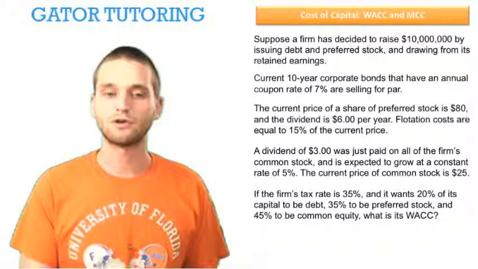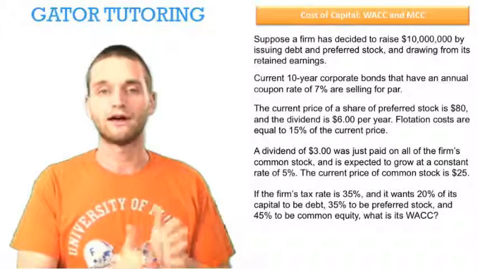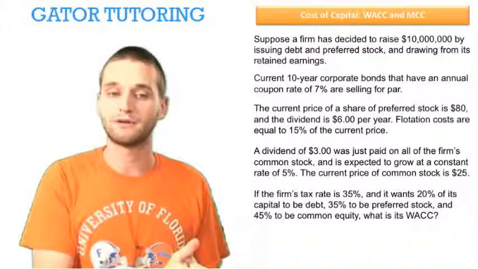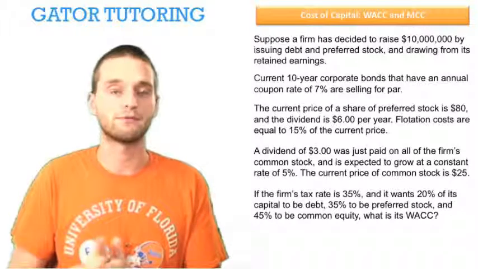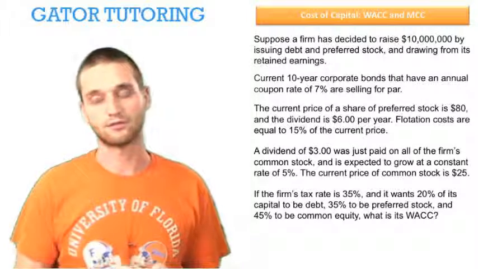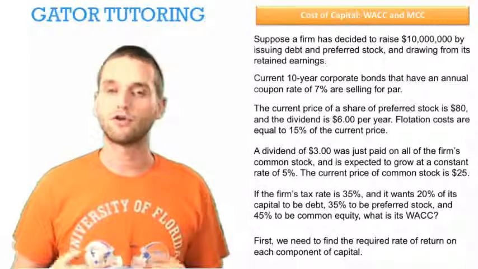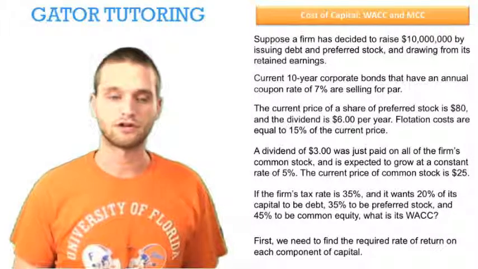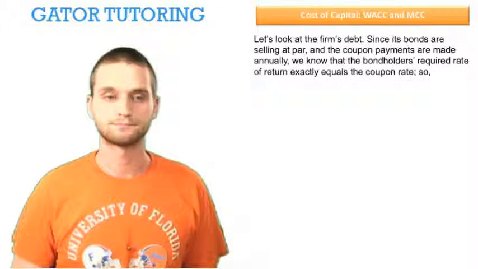Just so you know, this way of divvying up how we're going to raise capital from different means, so we want 20% to be debt, 35% to be preferred stock, and 45% to be common equity, is called our capital structure. It's what percentage of our capital is going to come from what source. So first, to find our weighted average cost of capital, we need to find the required rate of return on each component of capital, so on each of the three components.